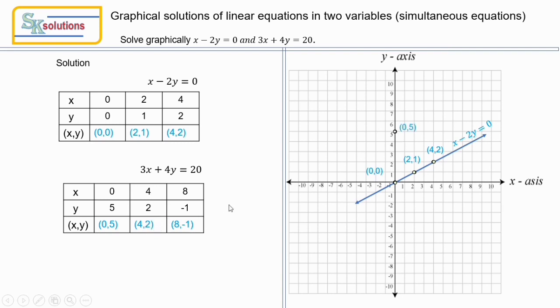Next point is (4, 2). So where is (4, 2)? (4, 2) we have already marked. So (4, 2) is there here. Okay, you can see (4, 2) here. And then we have (8, -1). That is 8 on the x-axis and -1 on the y-axis. You will get it here.